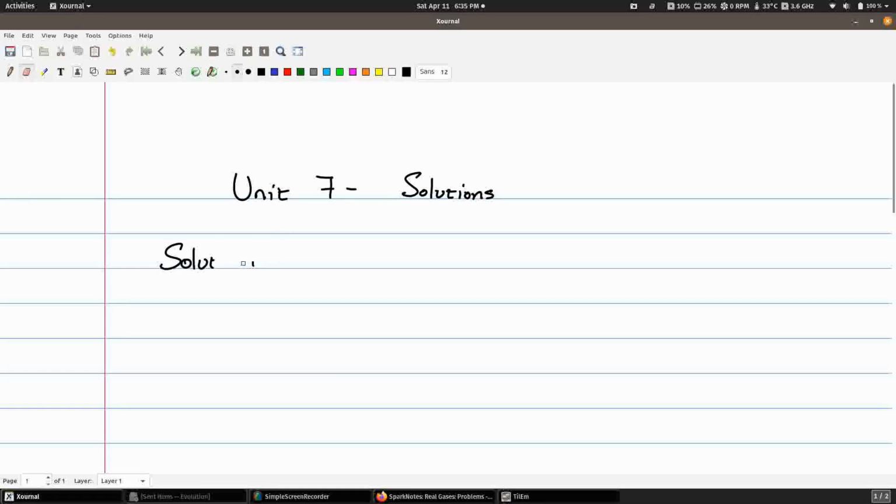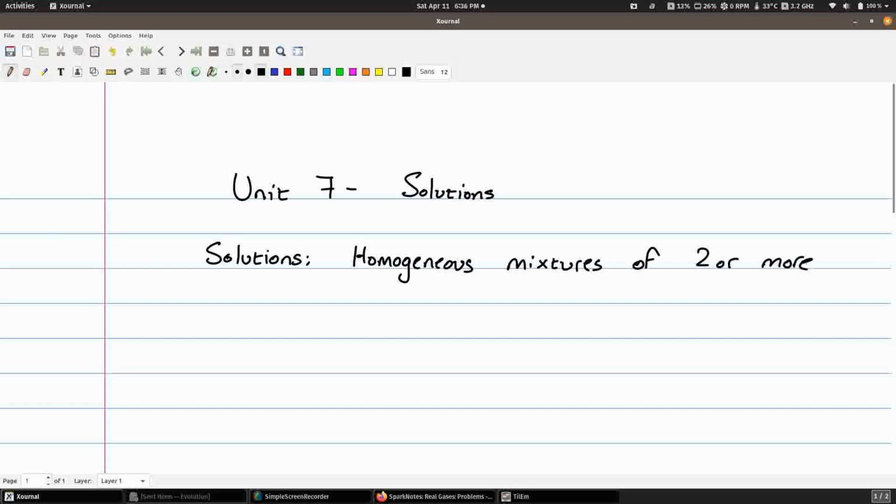Wow, that is a horrid start. Let me rewrite that so it's a little more clear. Alright, so solutions are homogeneous mixtures of two or more substances.